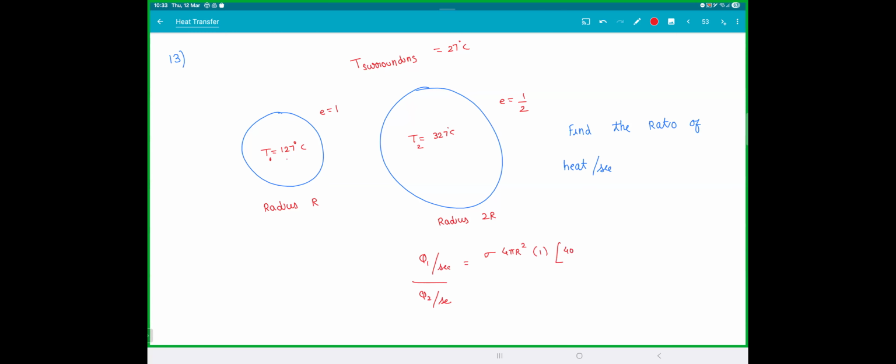So this is 400 power 4 minus 300 power 4 by sigma 4 pi 2r whole square. This is half, and this is 600 power 4 minus 300 power 4. 4 pi r square will cancel. This will be half into 4 power 4 minus 3 power 4 by 6 power 4 minus 3 power 4. You can use that a square minus b square ka thing and you can solve. You'll get it.